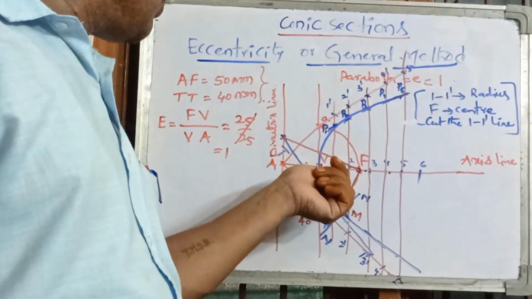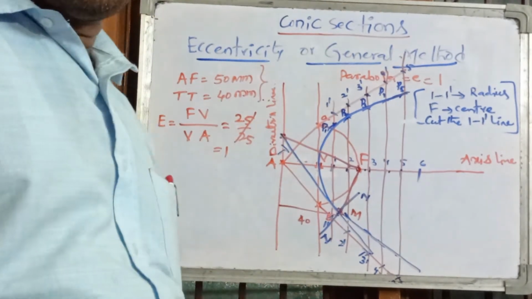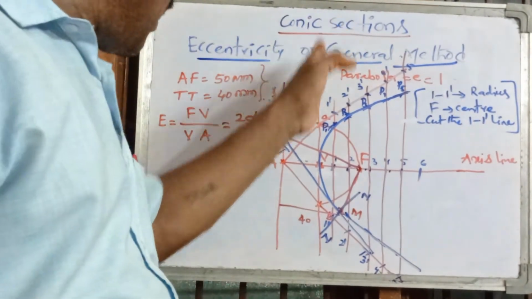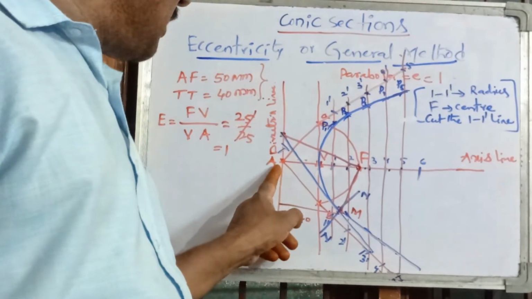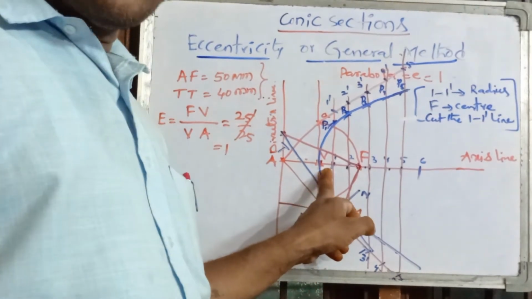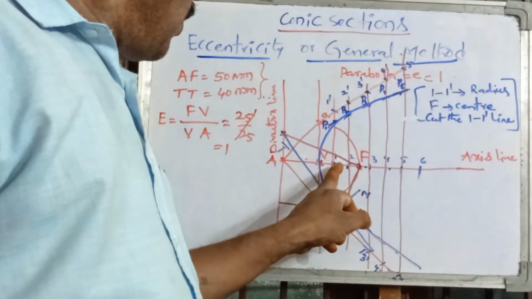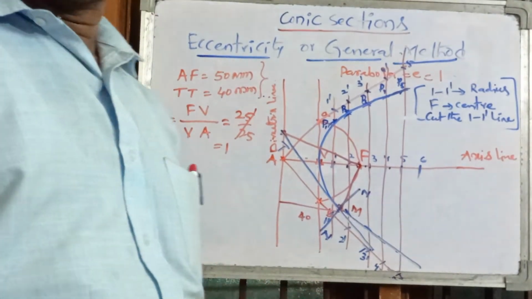So that is the vertex point. Mark the vertex point, and through the vertex point draw a vertical line. That vertical line should be parallel to the directrix line. Now we have three points: directrix point, vertex point, and focus. The curve always starts from the vertex point. From the vertex point take a number of points on this line, either equal or unequal points.